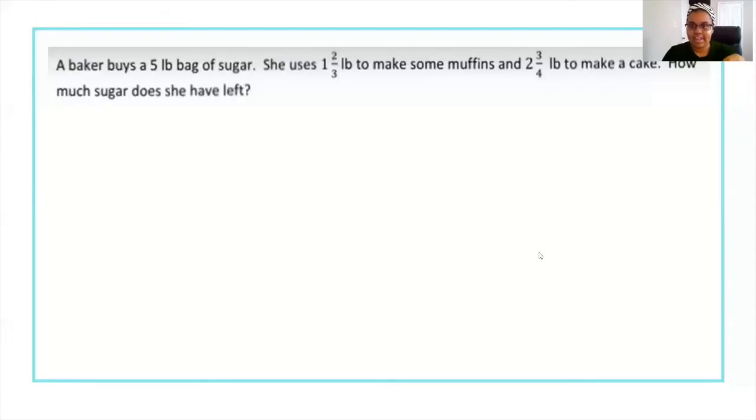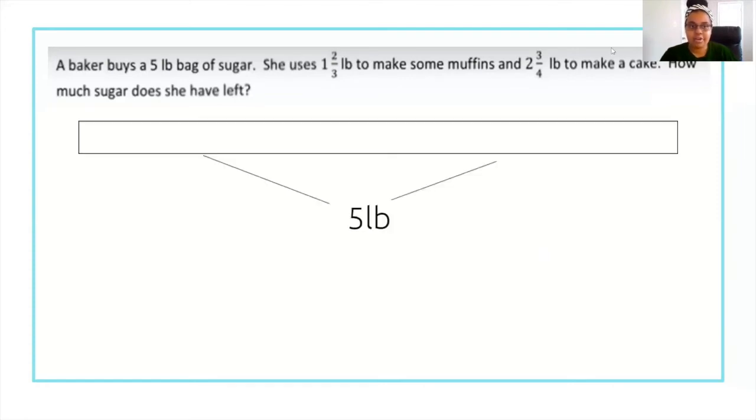All right, our last problem, it says a baker buys a 5-pound bag of sugar. She uses 1 2/3 of a pound to make some muffins and 2 3/4 of a pound to make a cake. How much sugar does she have left? All right, again, I want to make a tape diagram for this problem. I know that altogether she bought a 5-pound bag of sugar. The baker bought a 5-pound bag of sugar.